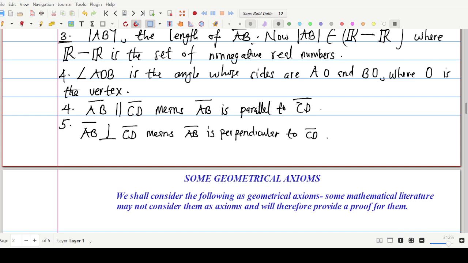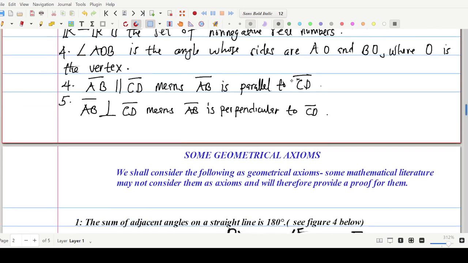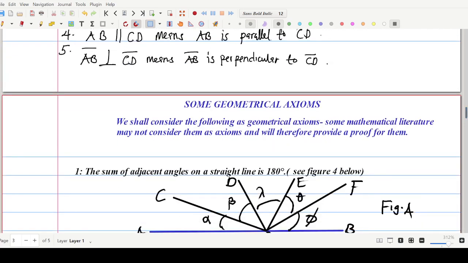All right, so let's look at some geometrical axioms. We shall consider the following as geometrical axioms. Some mathematical literature may not consider them as axioms, and therefore provides a proof for them. But in this course of study, we are considering the following as axioms, because they are assumptions, and therefore they don't require proof. There's no proof.